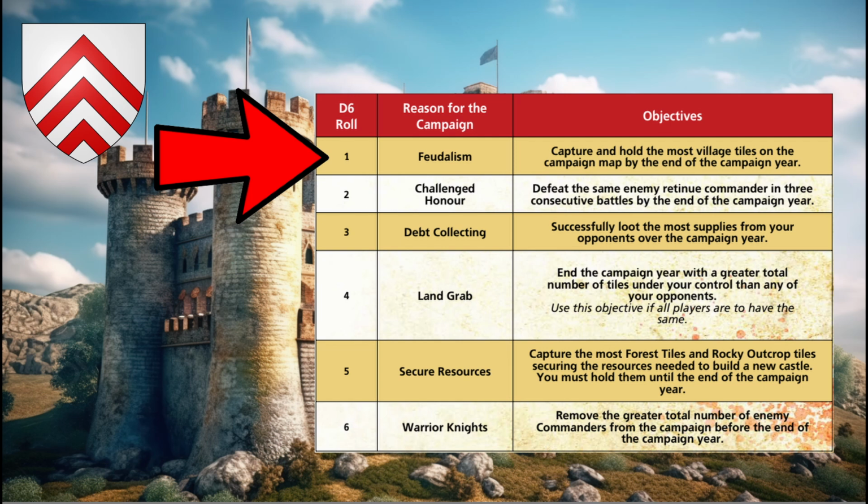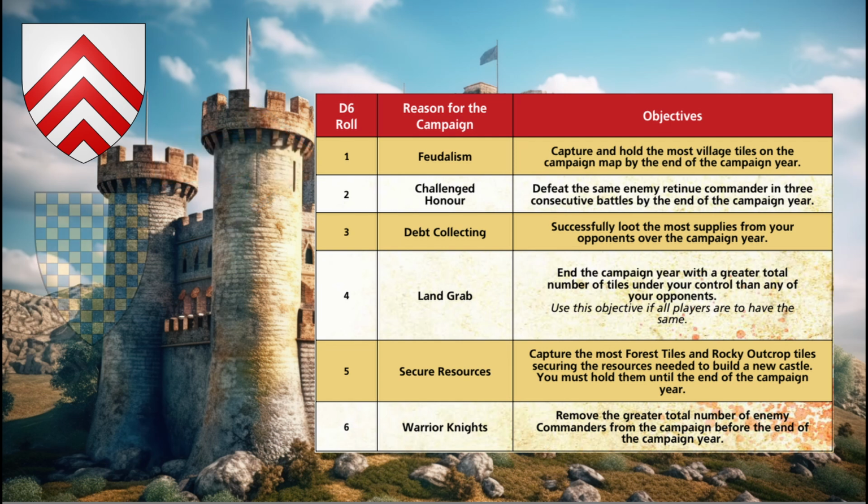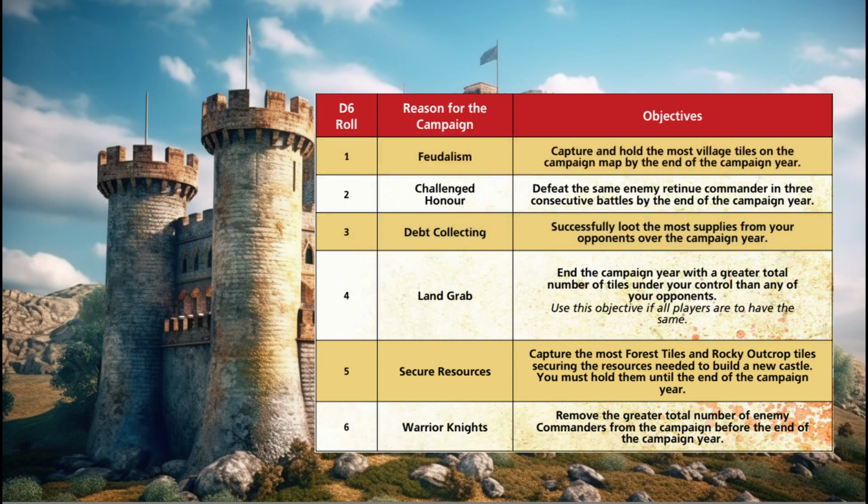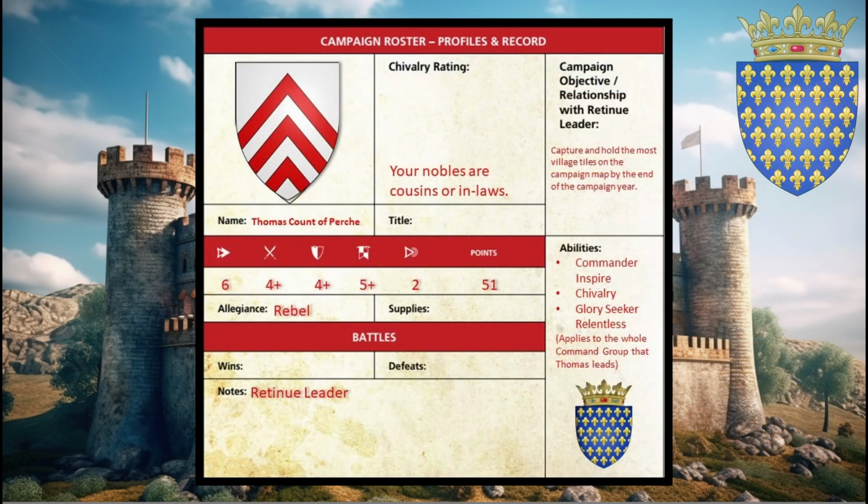So first of all, we have the objective of the royalists. That is called debt collecting, and it's called successfully loot the most supplies from your opponents over the campaign year. And for the rebels is feudalism, capture and hold the most village tiles on the campaign map by the end of the campaign year. So we created a narrative, we created a campaign, so both campaigns are quite interesting.